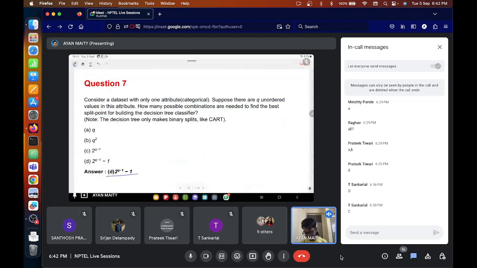So option D is the correct answer. So are there any doubts in this question?